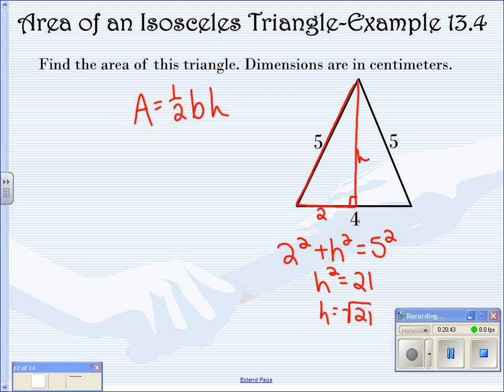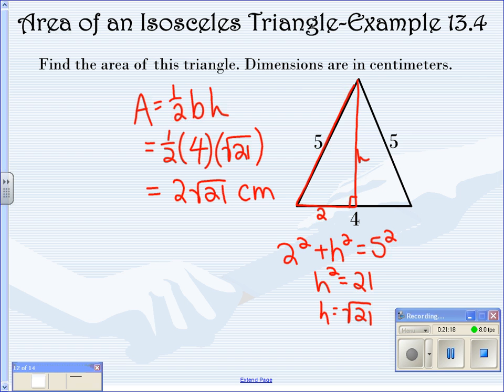Y'all see how that works? You can leave it like that, or you can do it as a decimal. Do y'all see how to find the height? Okay. What base are we going to use? Why 4 and not 2? Okay. We got to use the whole base. So 1/2 of 4 is what? Do you agree?